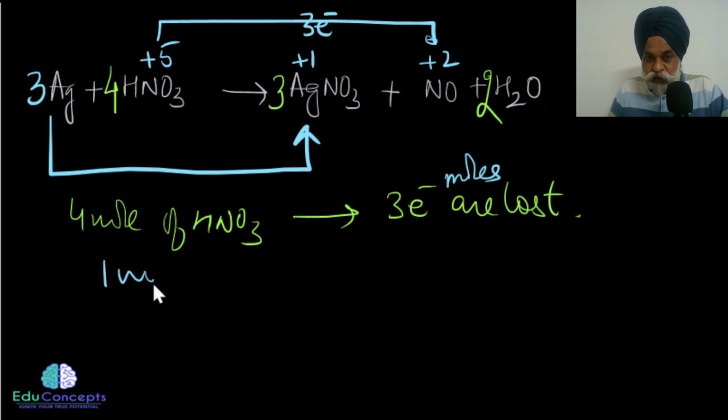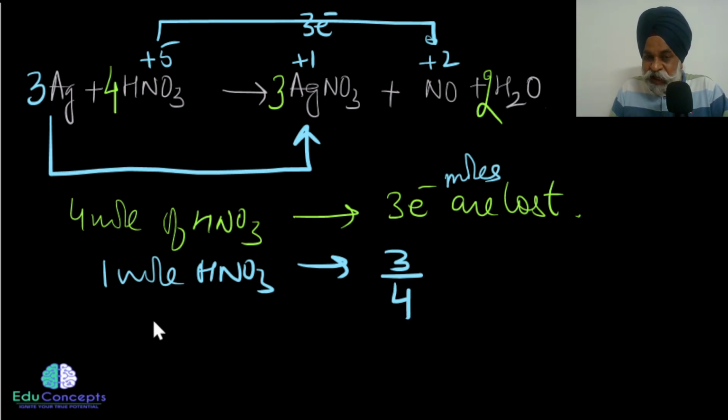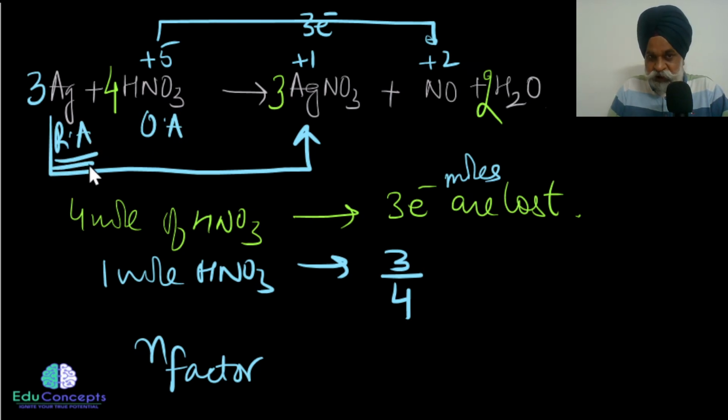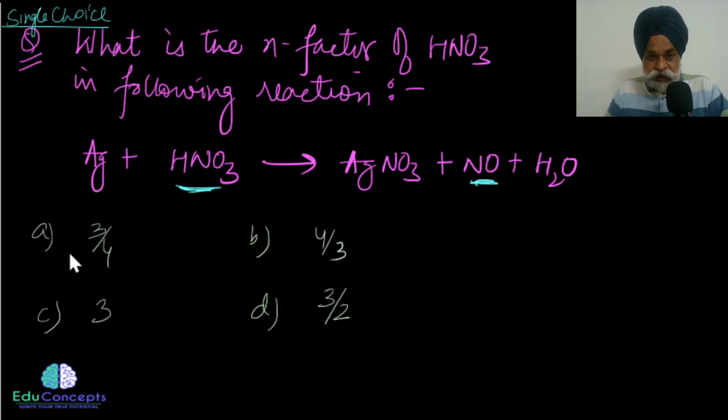So 1 mole of HNO3 would lose how many electrons? So it would be 3 by 4. So anything, n factor is what? N factor is number of electrons lost or gained by per mole of oxidizing or reducing agent. So here it is acting as an oxidizing agent, and this is acting as a reducing agent. So here the answer would be 3 by 4. So the answer to this question would be A option, 3 by 4.